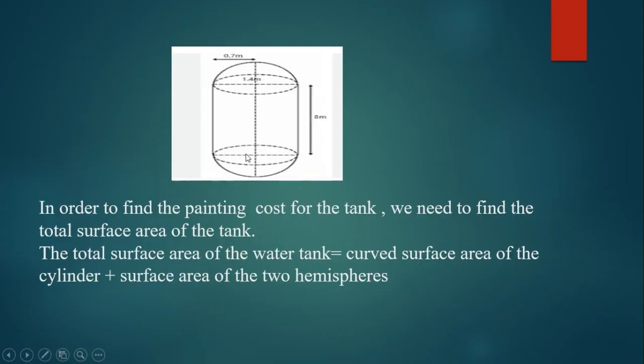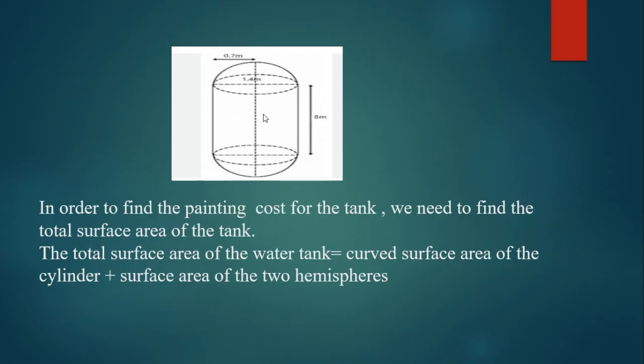If you are able to trace out this point, it is very easy for us to find the cost of painting. Okay, the first point we need to trace. The total surface area of the water tank is nothing but the curved surface area of the cylinder as well as the surface area of two hemispheres. When we add both of them, we will get the total surface area of the water tank. I hope it is clear till here.